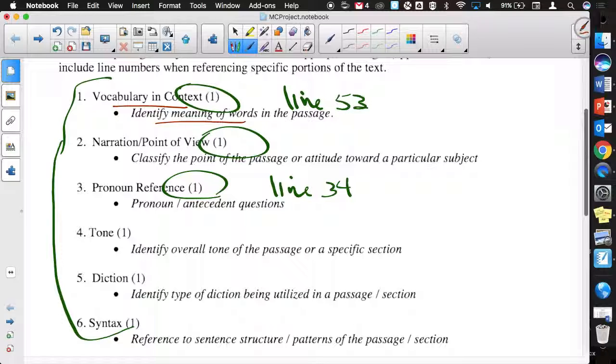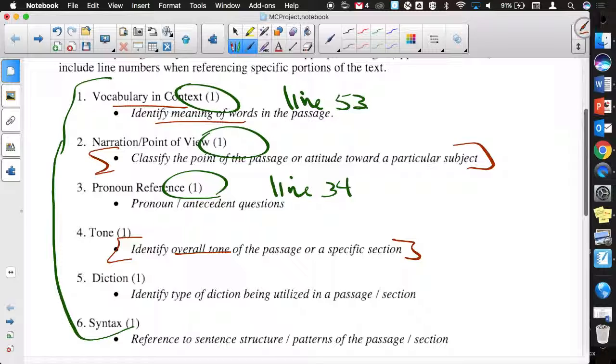Or there could be a word that's a pretty typical word, but maybe it's just getting used out of a normal context, and then you could use that as your vocabulary and context. But basically, you're looking at the meaning of the words. Narration point of view is one that sometimes folks will get a little confused with the tone question. Tone, you're going to be taking a look at the overall tone of the passage. So we talk about some tones being sarcastic or being aggressive, critical, things of that nature.